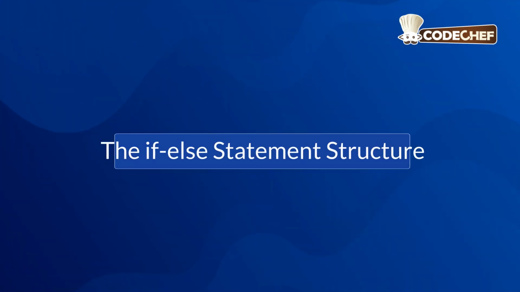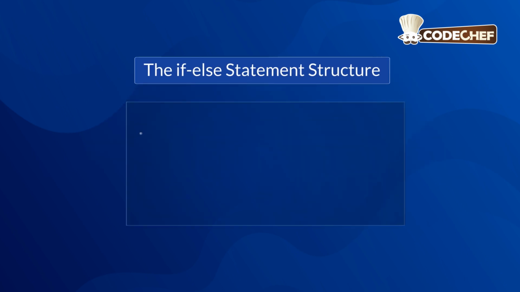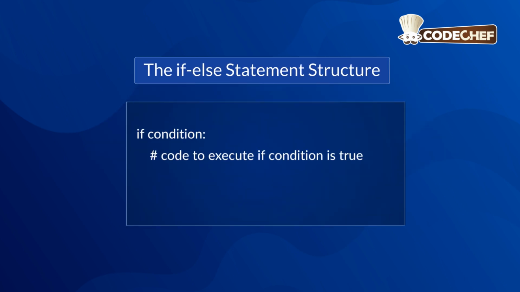The structure is an extension of the if statement. It starts with the if keyword and its condition. If that condition evaluates to true, the first indented block of code runs. However, if it's false, the code skips that block and jumps directly to the else keyword, executing the code in its indented block instead. Only one of these blocks will ever run.